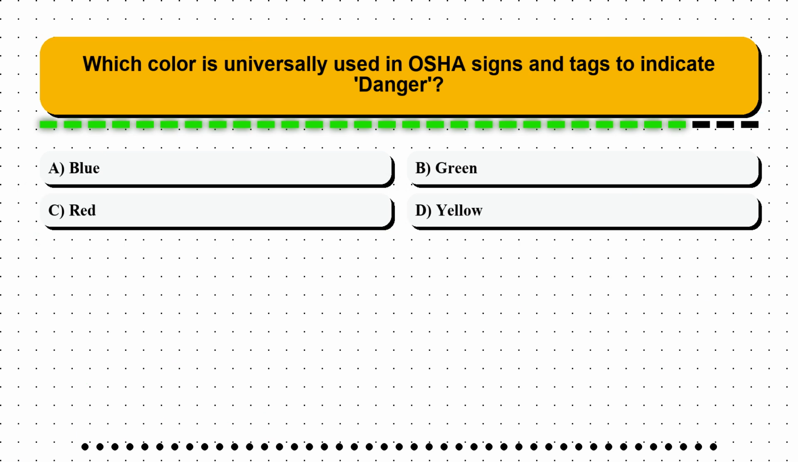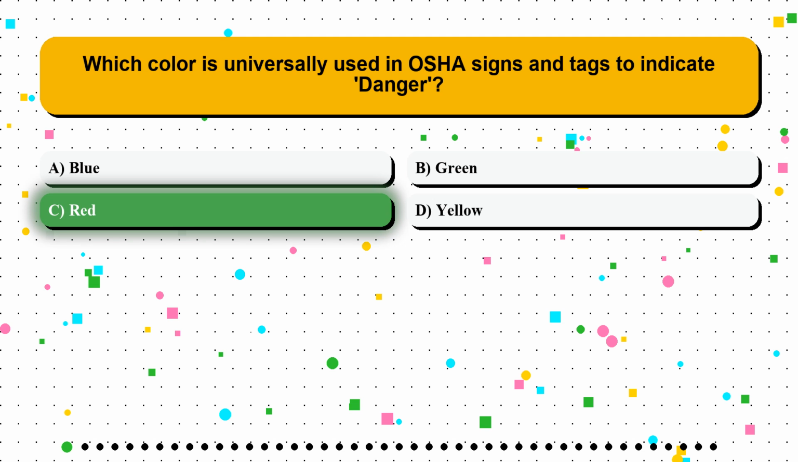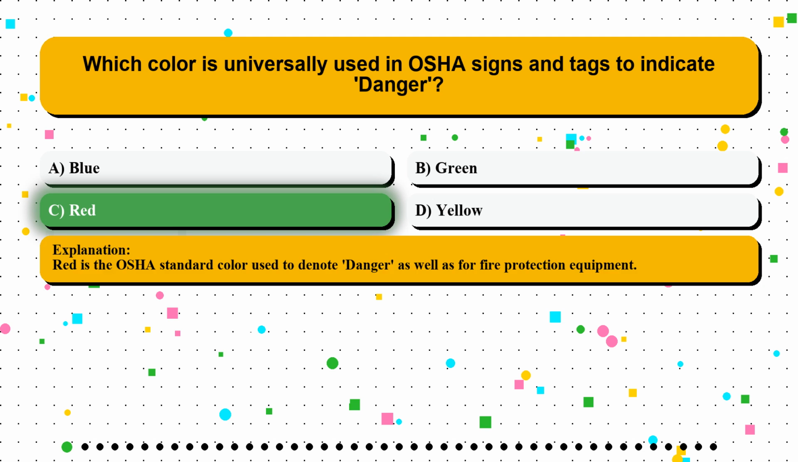Question 25. Which color is universally used in OSHA signs and tags to indicate danger? Option A, blue. Option B, green. Option C, red. Option D, yellow. The correct answer is option C, red. Red is the OSHA standard color used to denote danger as well as for fire protection equipment.